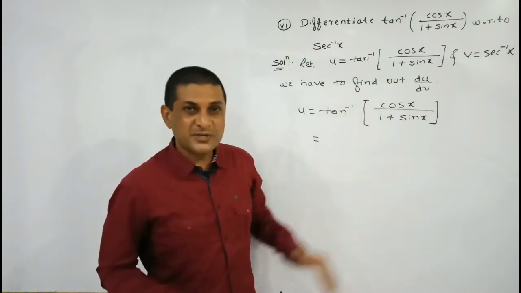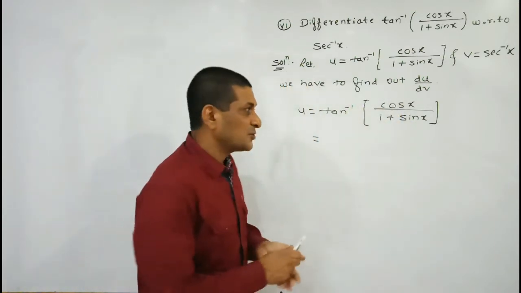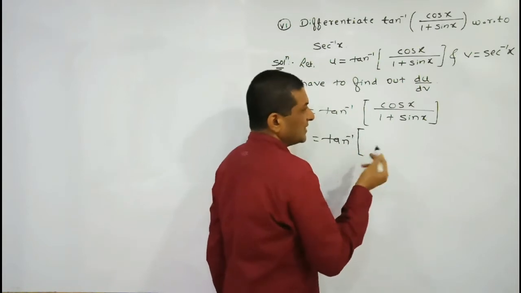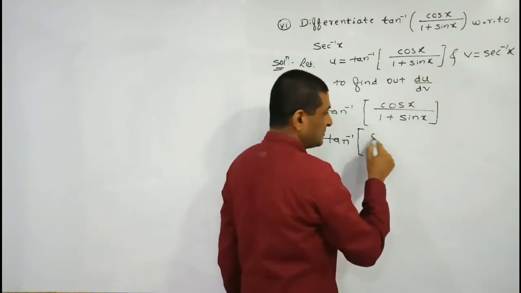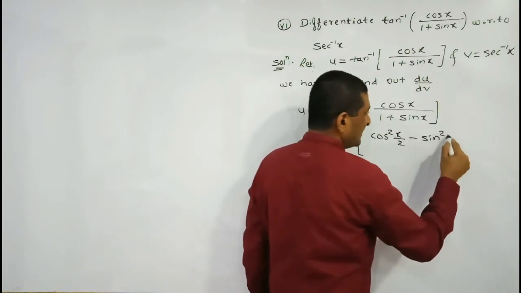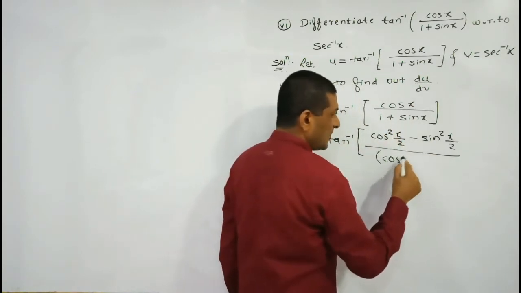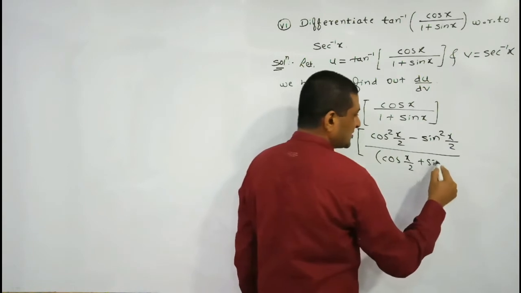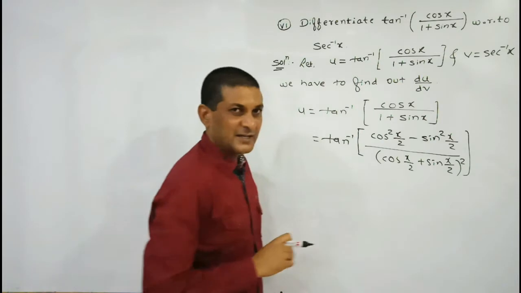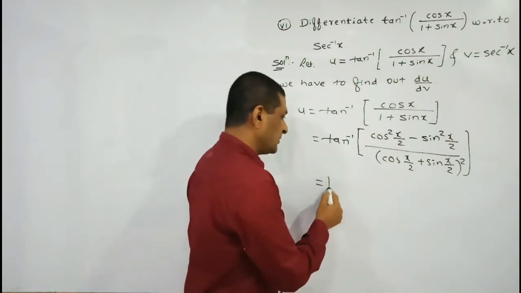But here it is inverse trigonometric function, so let us simplify it and try to convert it in terms of what? Tan. So observe here, tan inverse, keep it as it is, according to half angle formula, cos x can be replaced by cos square x by 2 minus sin square x by 2, and in the denominator 1 plus cos x can be replaced by cos x by 2 plus sin x by 2. In both numerator and denominator we are applying half angle formula, isn't it?